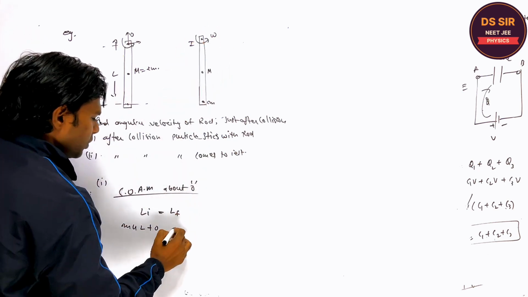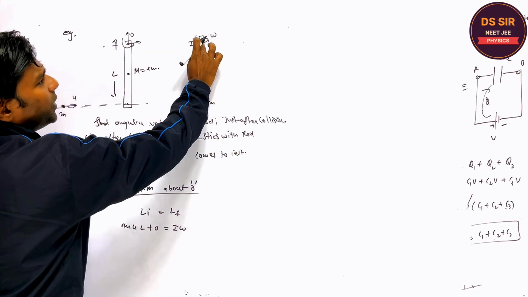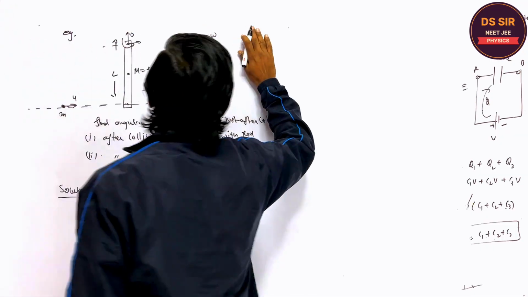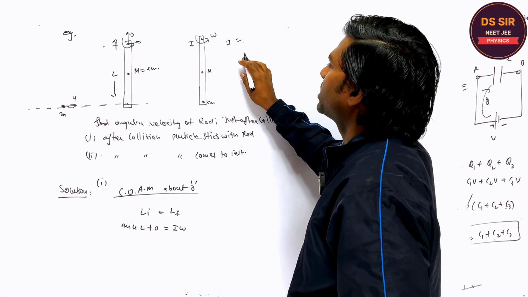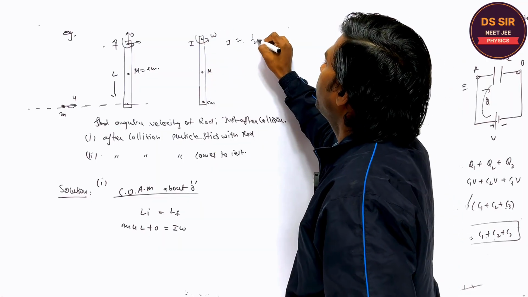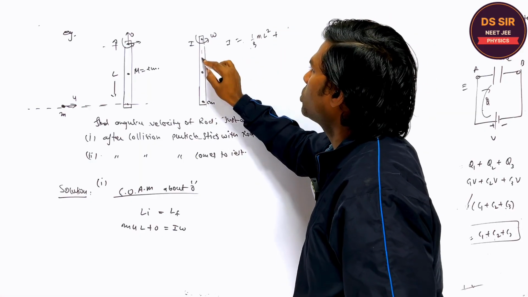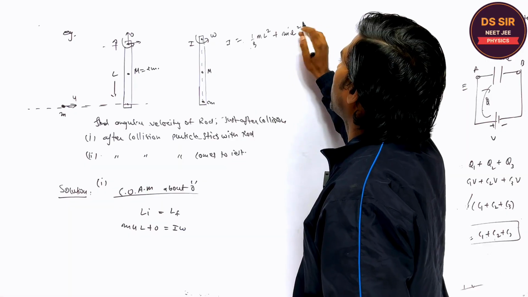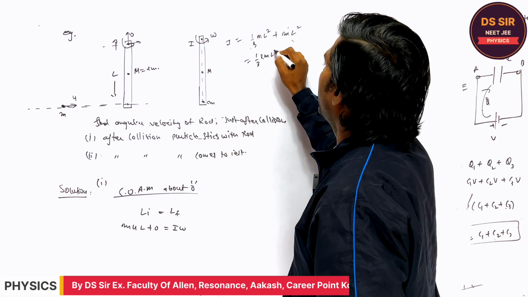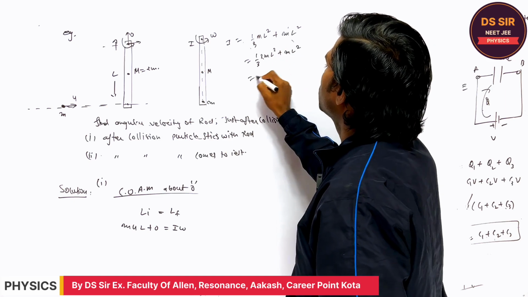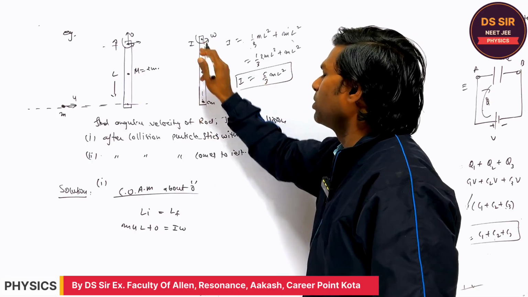And the final angular momentum is I omega, where I is the moment of inertia about this axis. So how to find it? Listen, the moment of inertia about this axis is 1 by 3 ML square plus the particle's mass times L square, ml square. But the mass M is equal to 2m, so this is 5 by 3 ml square, the moment of inertia about this axis.